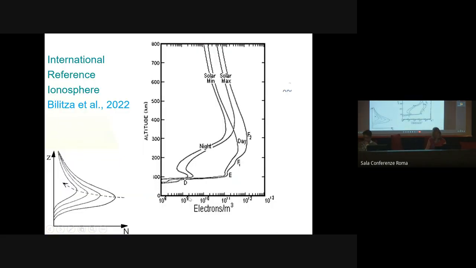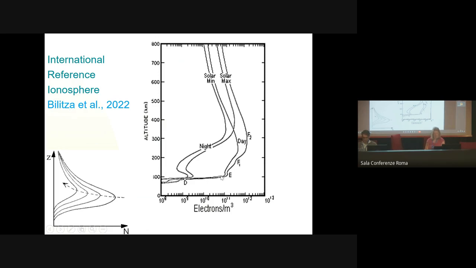As you can see here, in the model, the International Reference Ionosphere model, created by Bilitza and improved every year, and that is available also on the PITHIA platform. You can see here the electron density as a function of the altitude, and you can see especially the different ionization layers. You have this D layer at low altitude, typically above 60 kilometers, and this layer disappears during the night.